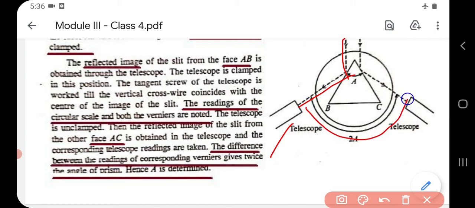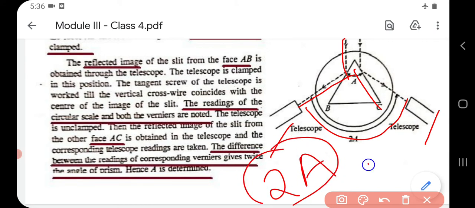to the other side of the prism. From the other side of the prism also, you will see the reflected image of the slit from the face AC of the prism. From there also you note the main scale reading and vernier scale reading. Now the difference between those readings will give you twice the value of angle of prism. So from that you will get the value of A.